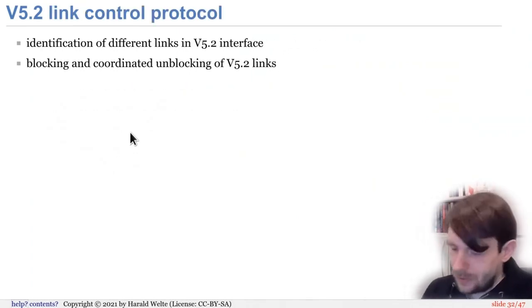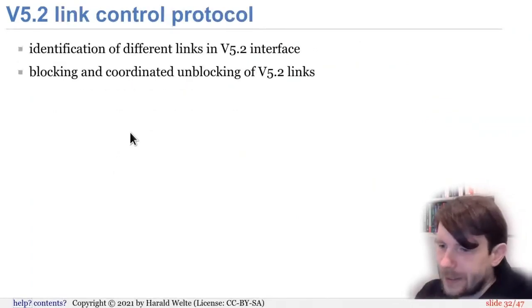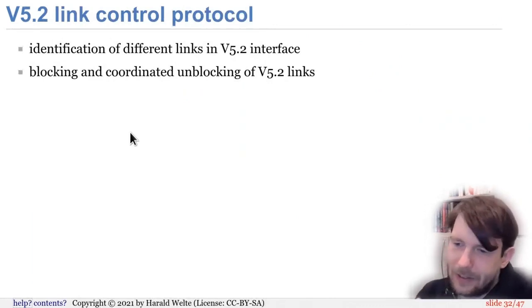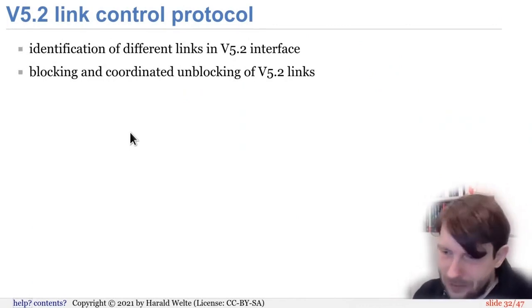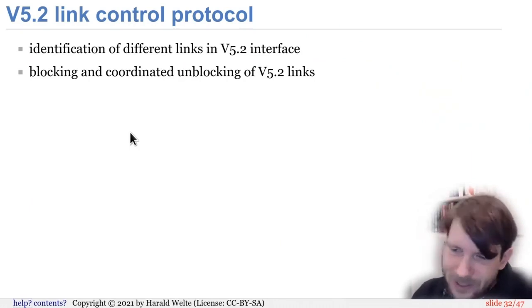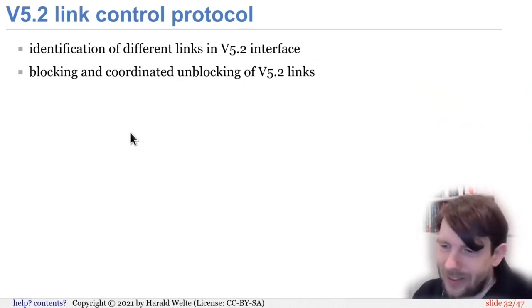The link control protocol that we have in V5.2 is to identify the different links. Of course, we have up to 16 links in a V5 interface. Somehow those links need to be identified to make sure which link is which on both sides. And blocking and unblocking of such links in case of maintenance procedures and so on.